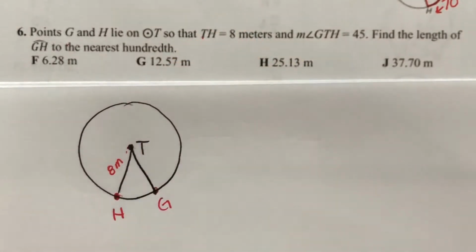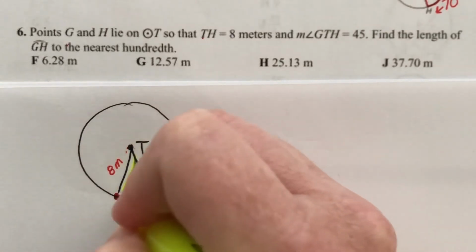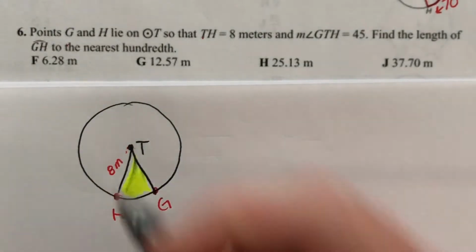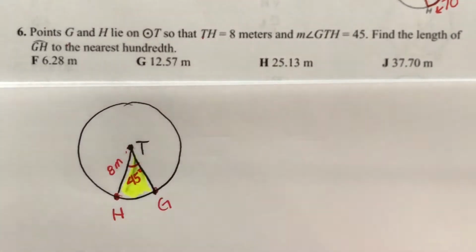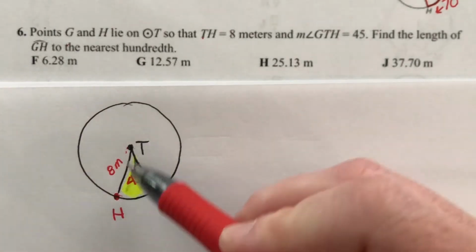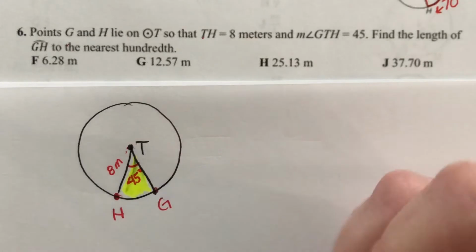draw this line, well, before I do anything else, I want to highlight this. Oh, I knew it was going to smear the pen. All right, this little angle right here, it tells us is 45 degrees. Okay, so this is all we know. G and H lie on the circle. H to T is 8 meters. This angle GTH is 45 degrees.